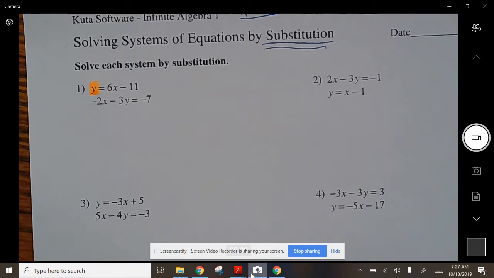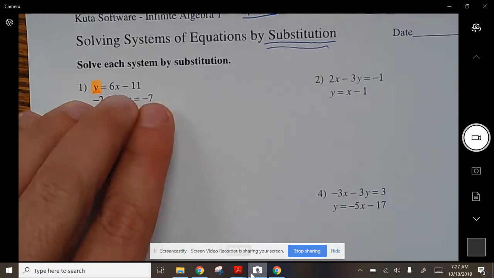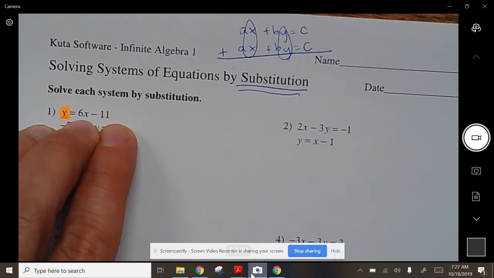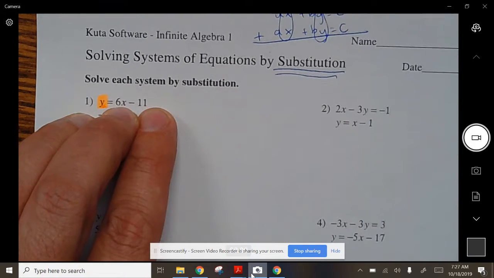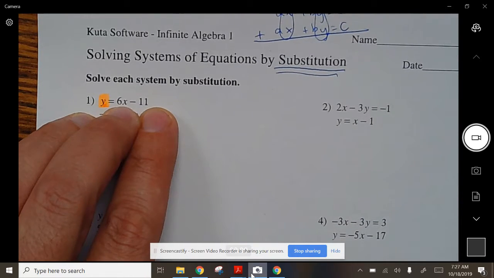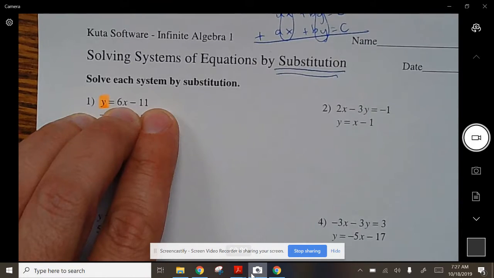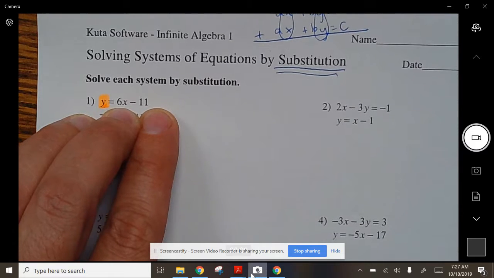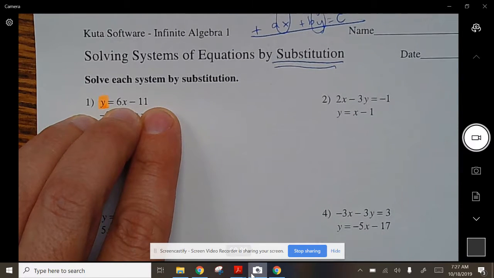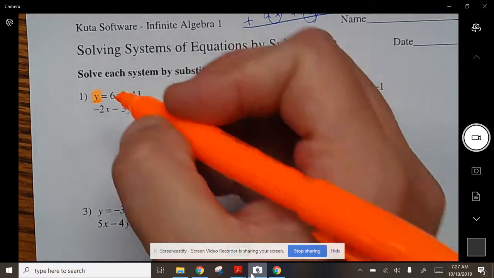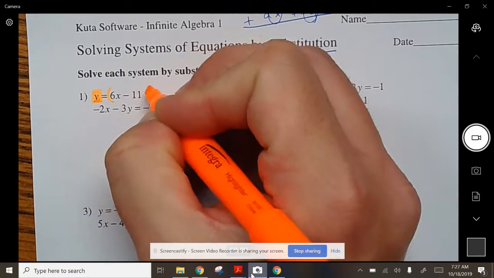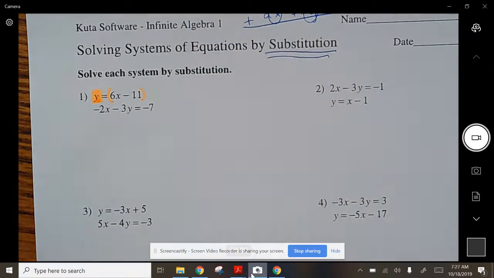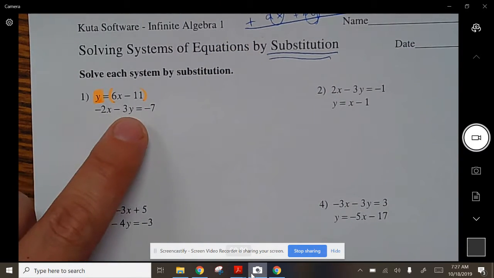Now, what does y equal? If I was to ask you, what does y equal? Hopefully you would tell me y equals, just read it, 6x minus 11. Let me autofocus that. So if I asked you, what does y equal? You would say 6x minus 11. So I'm going to take this 6x minus 11, and I'm going to put it in the second equation.